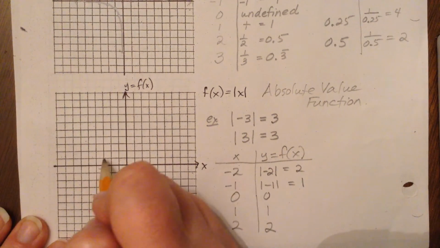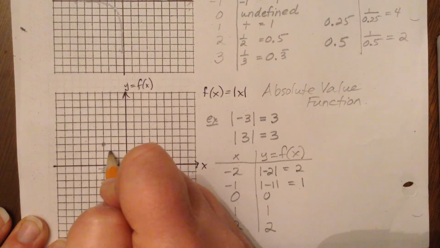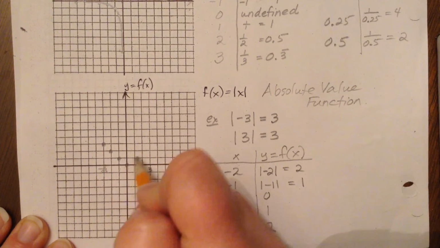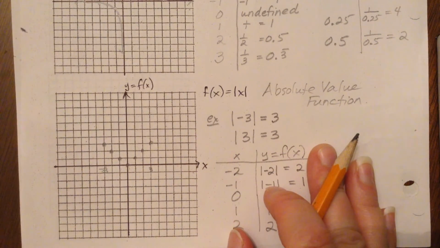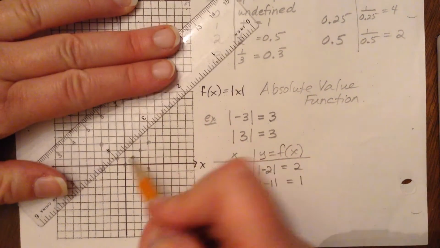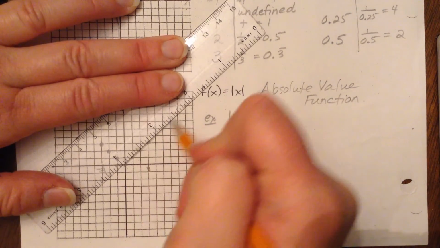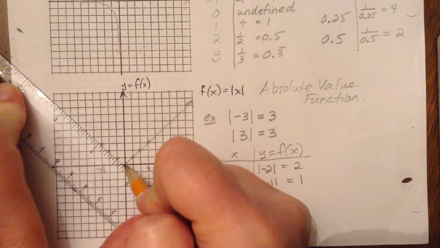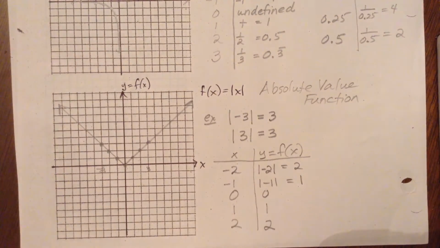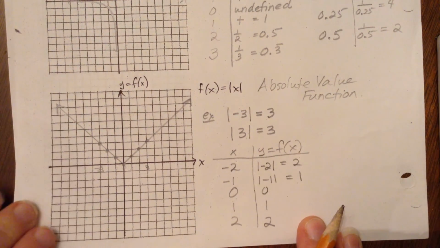So we end up with negative 3, 3, negative 2, 2, etc. Plotting these points. Look at that nice shape. The points line up in a straight line. So we need our ruler to connect those together. Nice, tidy function. And there is the absolute value of x.